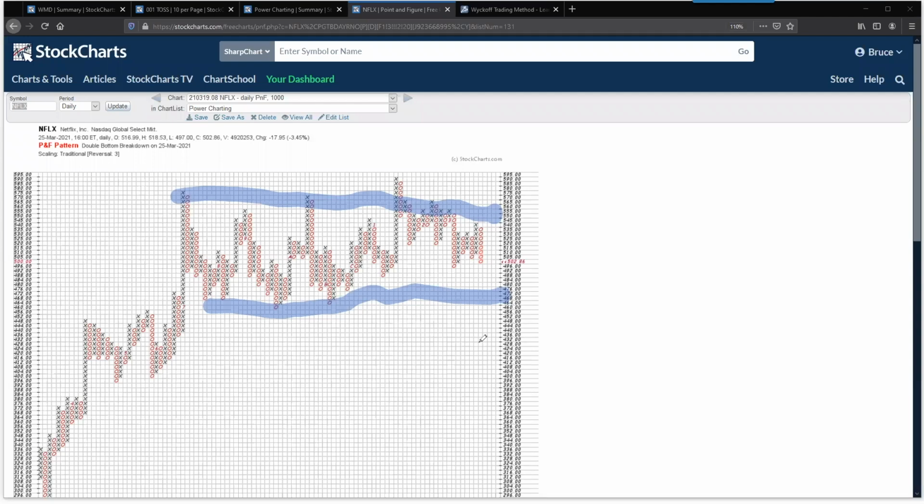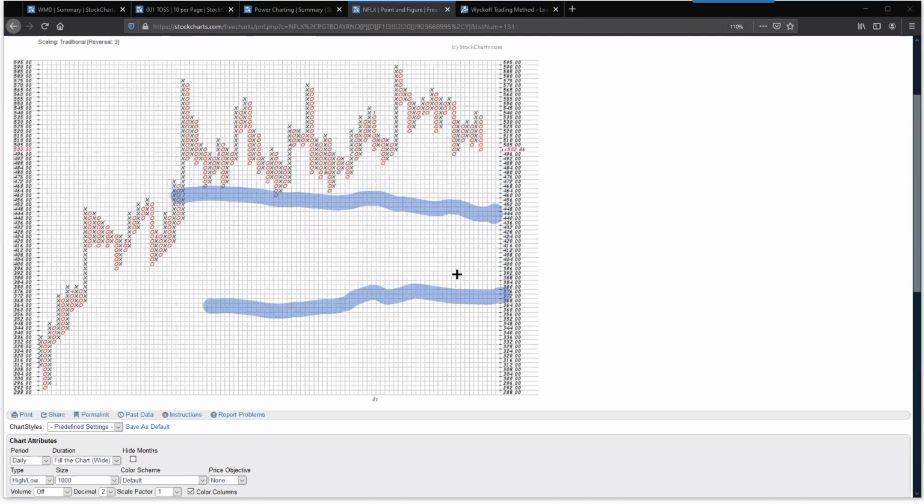This is a very large structure in NFLX, and this structure goes back into 2020. So you can see that this is a large distribution. We're not going to talk about point and figure today, but you can see that there are 3 possible segments, maybe 4: 1, 2, 3, 4. And these segments could be counted. And I will tell you that this does represent a large count, which could be reaccumulation. It's too early to tell.